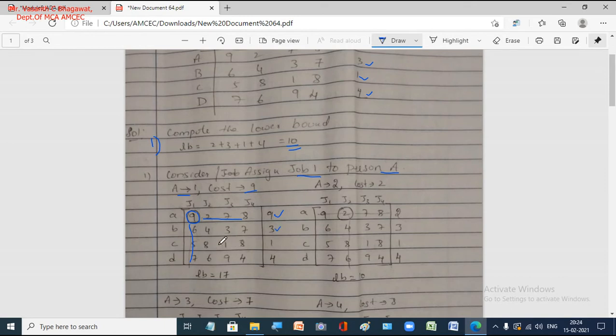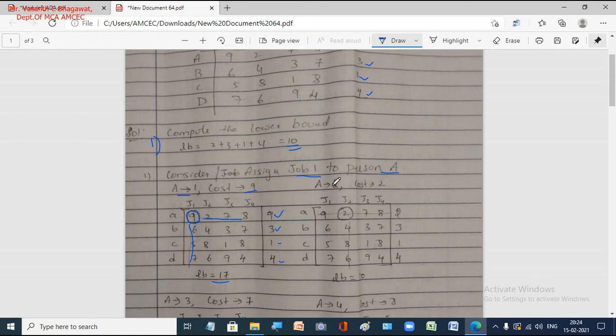Then we go to the next row, where the minimum value is 1, so we write 1 here. And in the last row the minimum value is 4, so you write 4 here. Now you add up all these: 9 plus 3 plus 1 is 13, plus 4 is 17. So what is your lower bound? The lower bound value is 17 when you assign the first job to A.